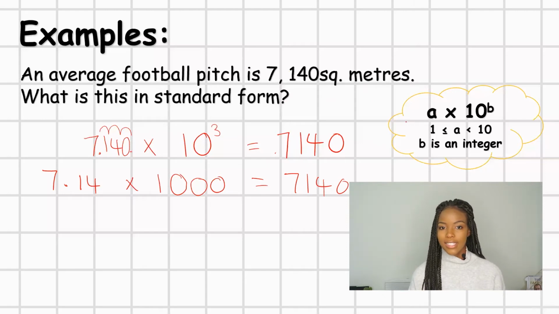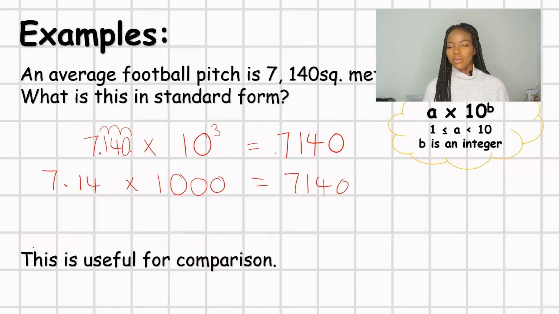Once you have the A, it's much easier for you to think about. I know it seems a bit like, what's the point in doing all this? But this is very useful for comparison. So if you're comparing bigger or smaller numbers, it's a lot easier to see it in this standard form than it is to look at it as numbers.